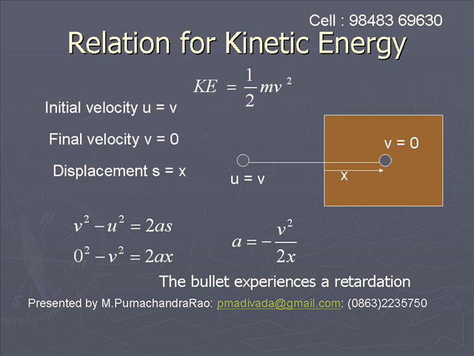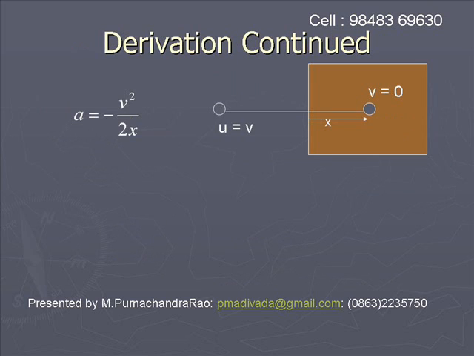This means the bullet experiences a retardation while moving into the block. Now the relation for acceleration is minus v square by 2x. Force F is equal to ma, so that with a equal to minus v square by 2x, it becomes m into minus v square by 2x, or minus mv square by 2x.